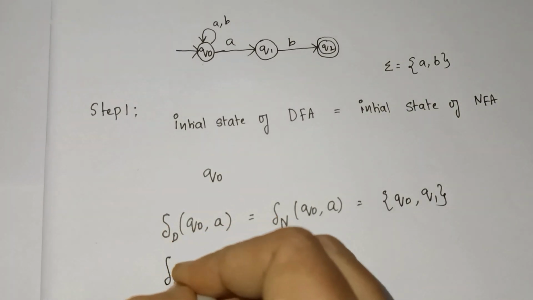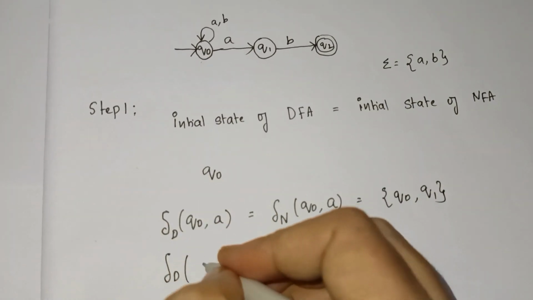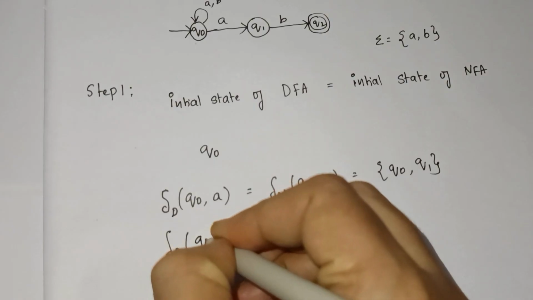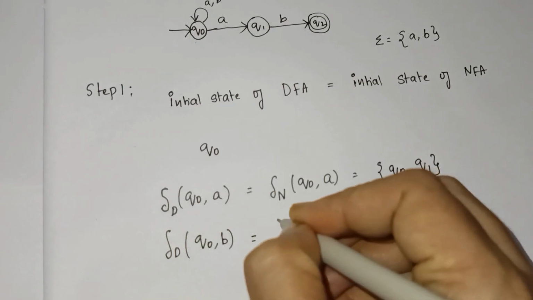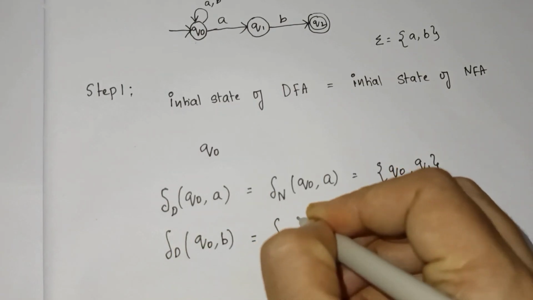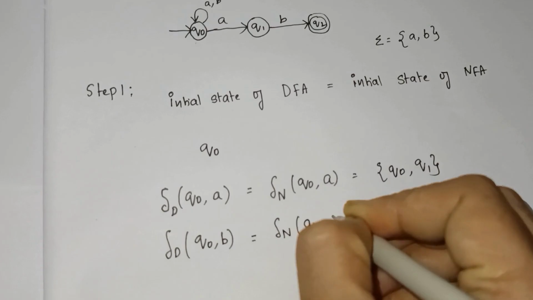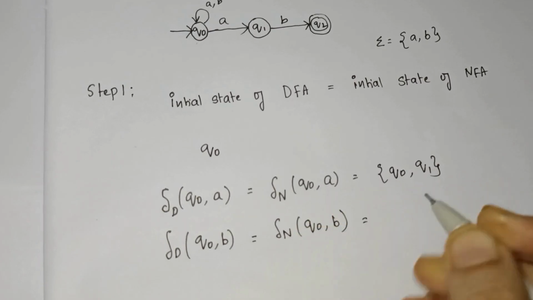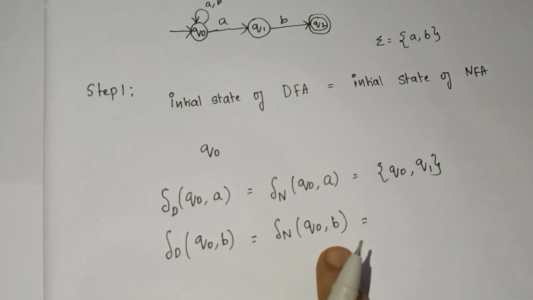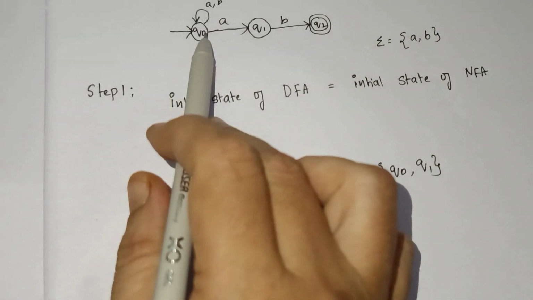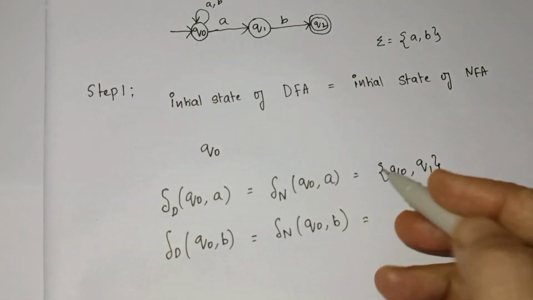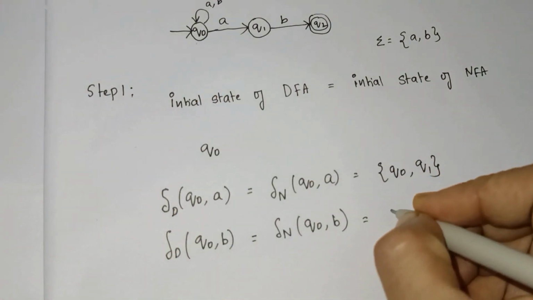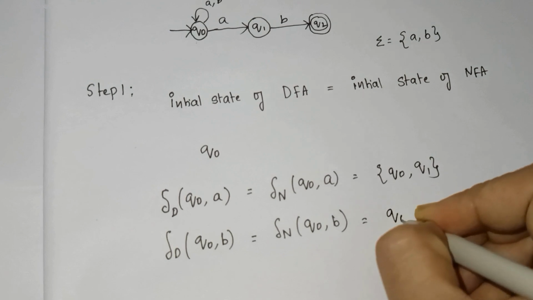Next, we still have one more input symbol, that is B. Delta D of Q0 on B equals delta N of Q0 on B. Q0 on B is Q0. Only Q0, we don't have any other transitions with B. So delta N of Q0 on B is Q0.